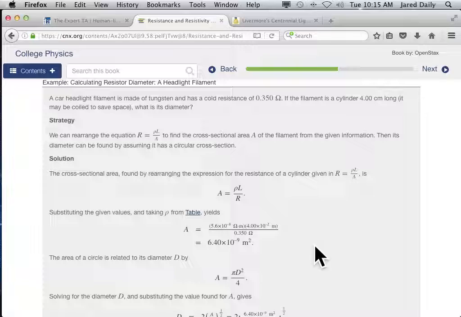We know that that area has to equal pi times the diameter squared divided by 4. Why do we know that? Because, let me show you really quick.